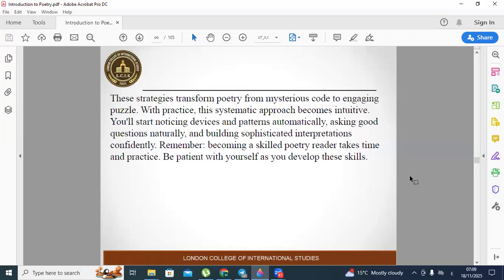Remember, becoming a skilled poetry reader takes time and practice. Be patient with yourself as you develop these skills. You wouldn't expect to play piano beautifully after one lesson. Similarly, reading poetry well requires sustained practice, but unlike piano, you already have the basic tool, language. You're developing existing capacities rather than learning from scratch. Every poem you read carefully builds your skills.